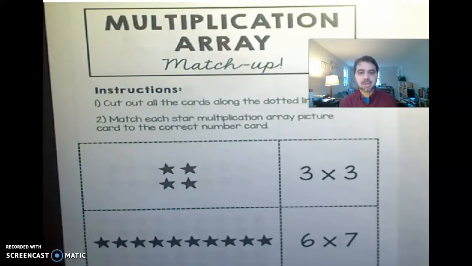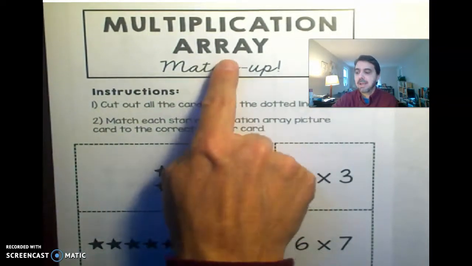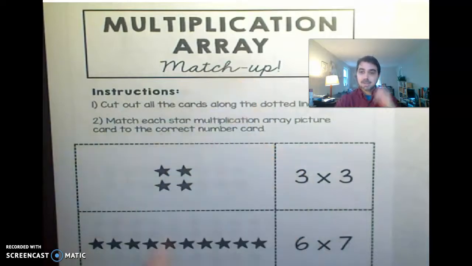It's Mr. McAndrew again. We've gone over the work from yesterday. In your packet, you should have this. It's called multiplication array matchup. So today, our focus is if you can look at just an expression, or an equation, and figure out what visual model would go with that. So this is going to help you with it, okay?